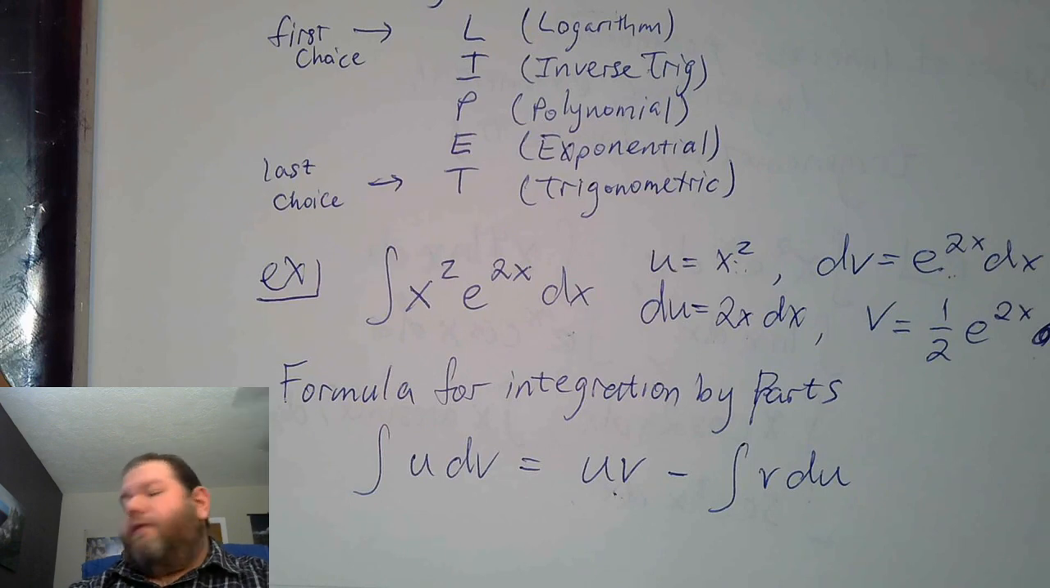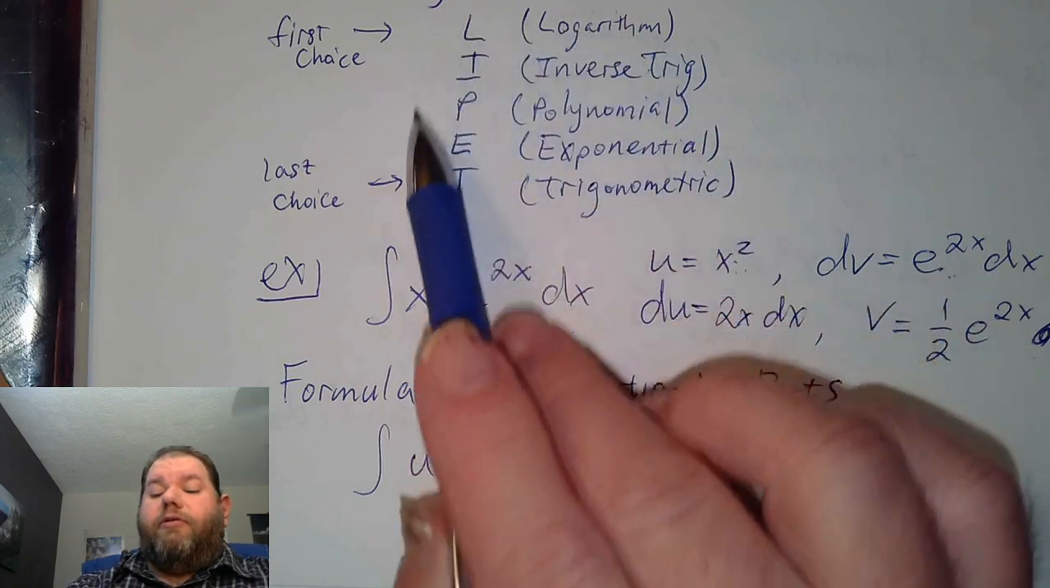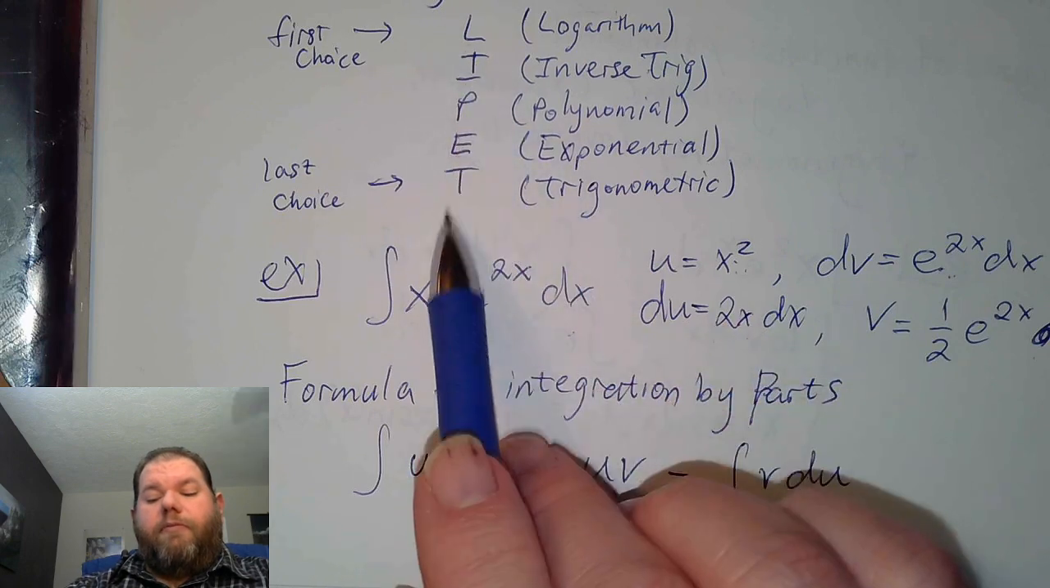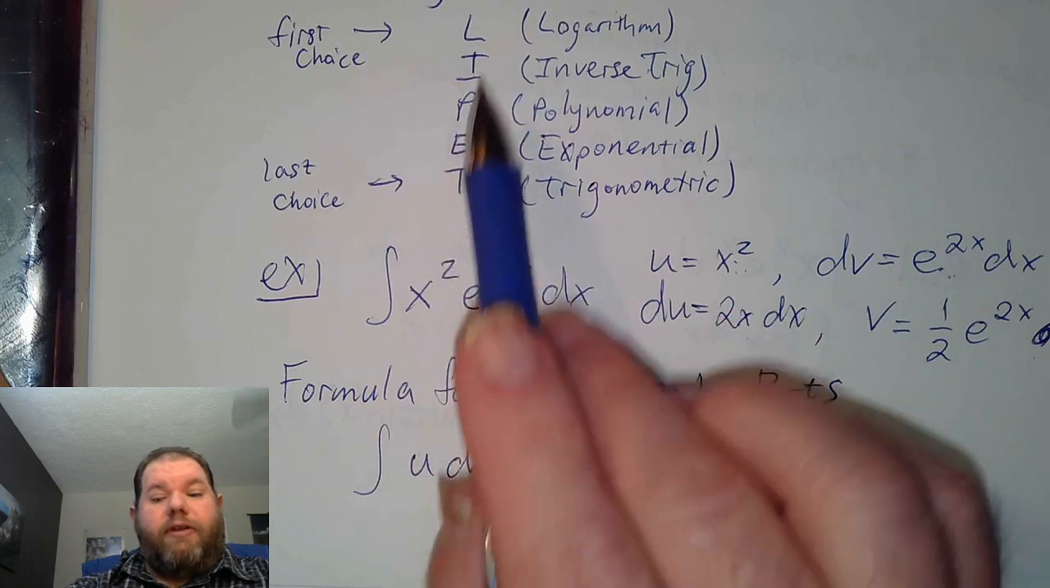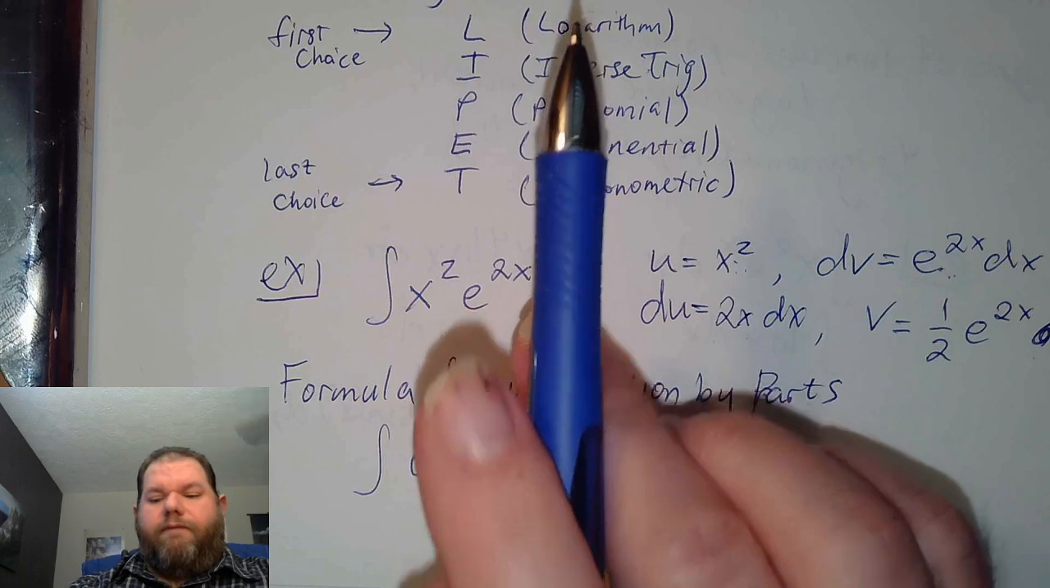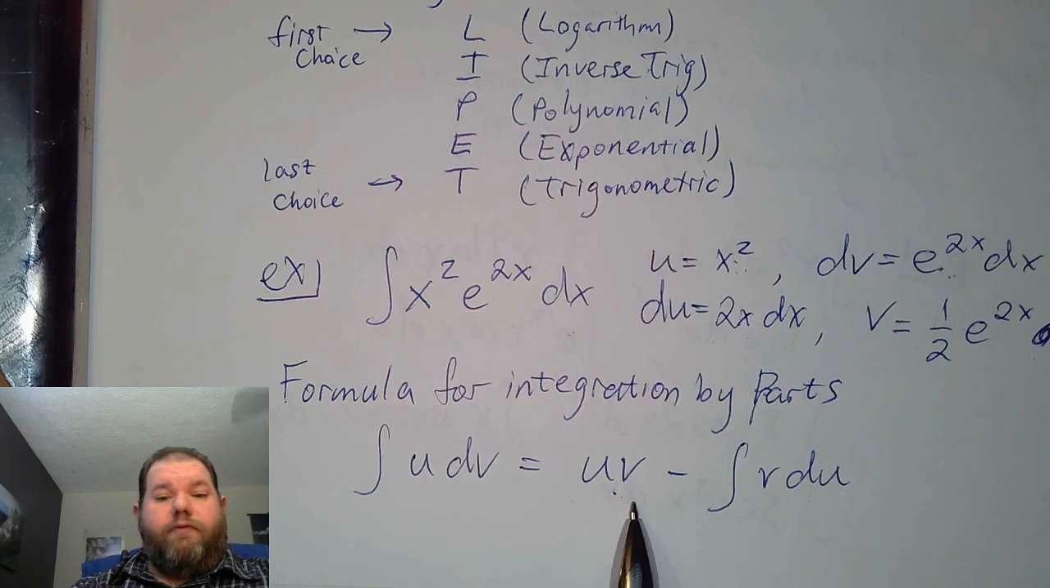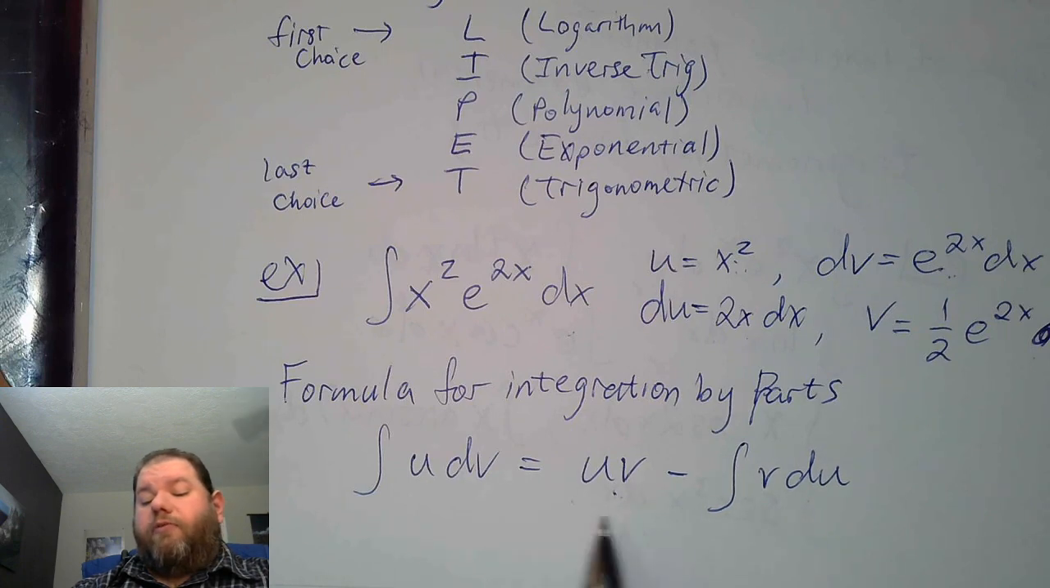Now, as far as when we eventually get to a test for Chapter 8, you will need to know this ordering here as far as how we can choose u. So if you want to memorize or start using that mnemonic, you'll probably get it figured out pretty quick. You'll also have to know this formula for the integration by parts, so that will not be given to you.